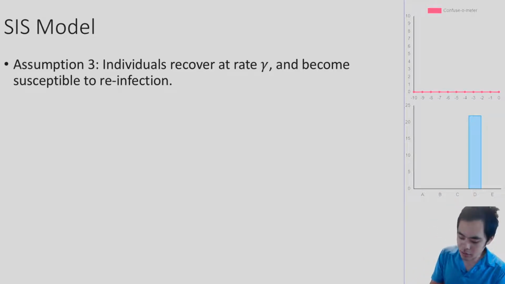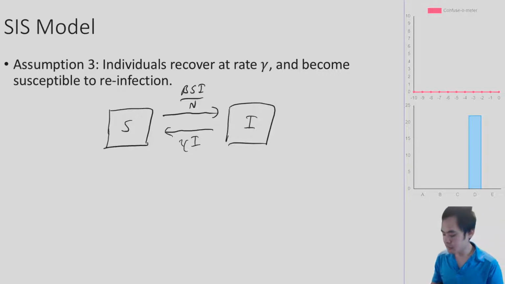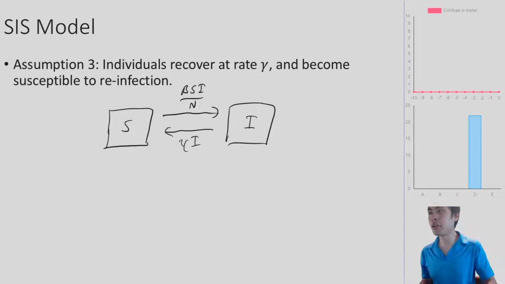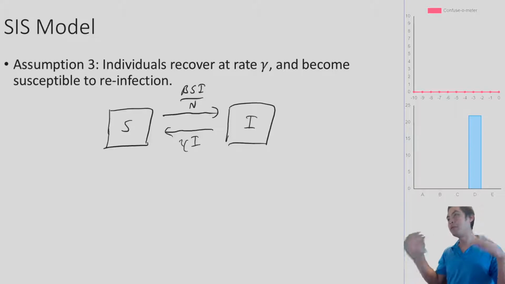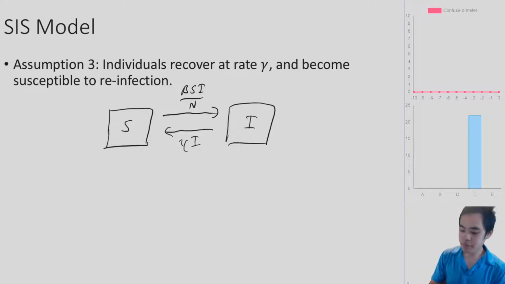So this model is, again, a compartmentalized two-compartment model. You have your S, you have your I, and you go from S to I at a rate of beta SI over n, and you go from I to S at a rate of gamma I. So this is called the SIS model because you go from susceptible to infected, and then you go from infected to susceptible, and so on. And it turns out that this depends a lot on both of these parameters, beta and gamma. So let's write this all out, and let's consider the different cases.